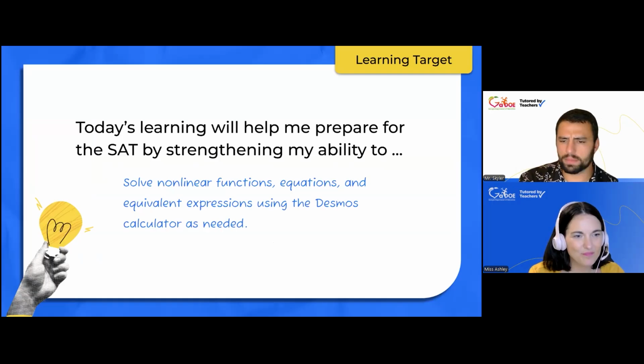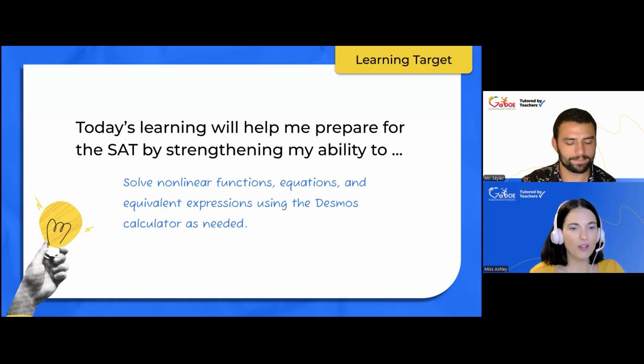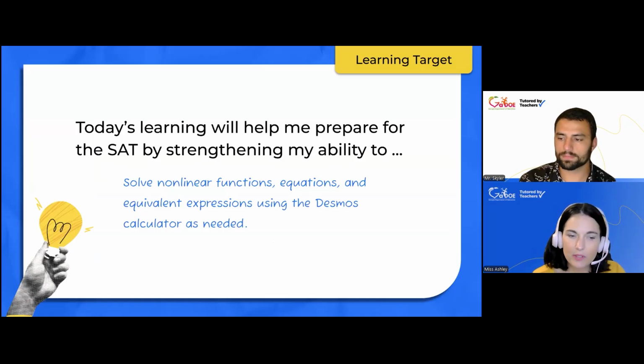Now, Miss Ashley, can you tell us our learning target just like if we were in class? Yes, today our learning target is we are going to strengthen our ability to solve non-linear functions and equations. We're going to work with equivalent expressions. And Skylar is going to show you how to use the Desmos calculator as needed when there is a tough problem that maybe would take a long time to work out by hand. He would be able to show you how you can put it in the Desmos calculator and solve it pretty quickly.